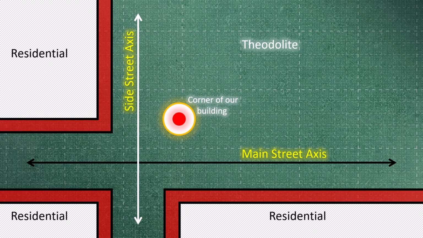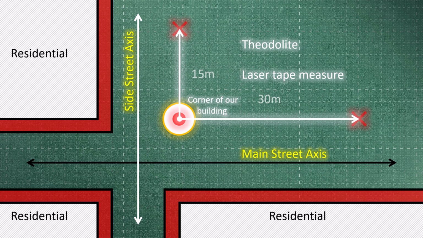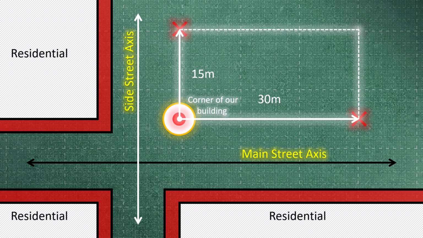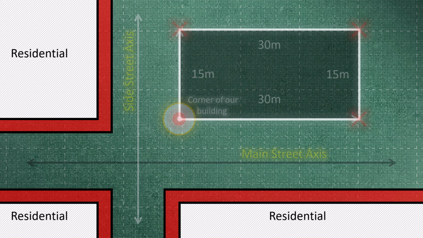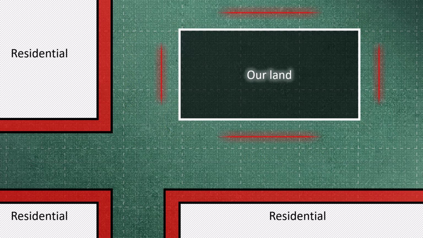Using a theodolite and a laser tape measure, we will establish a point 30 meters away from the first point and parallel to the main street and another point 15 meters away from the first point and parallel to the side street. By identifying these points, we will have located 3 of the 4 corners of our building. To find the final corner, we will again utilize the theodolite and the laser tape measure. Once all corners have been identified, we will measure each section.